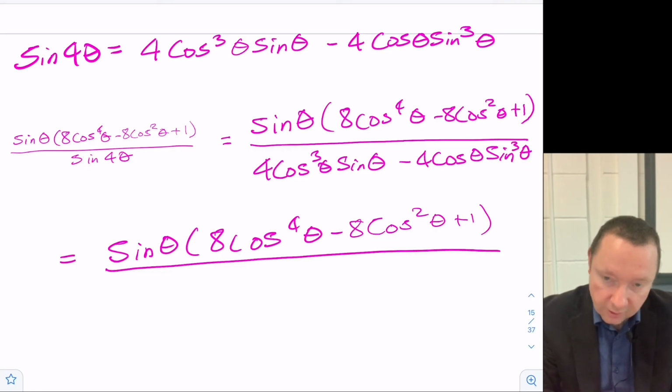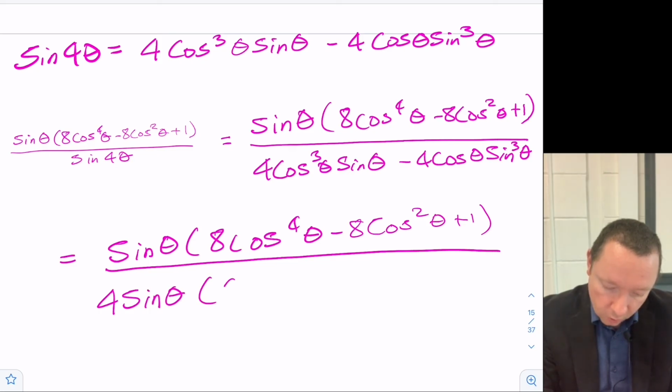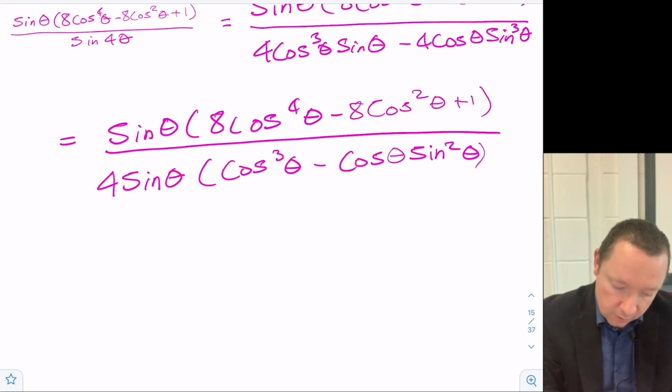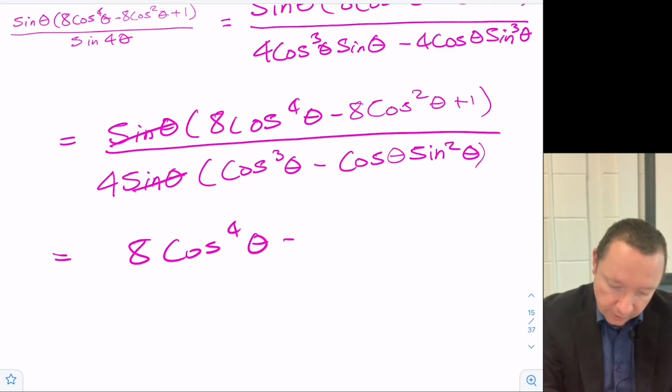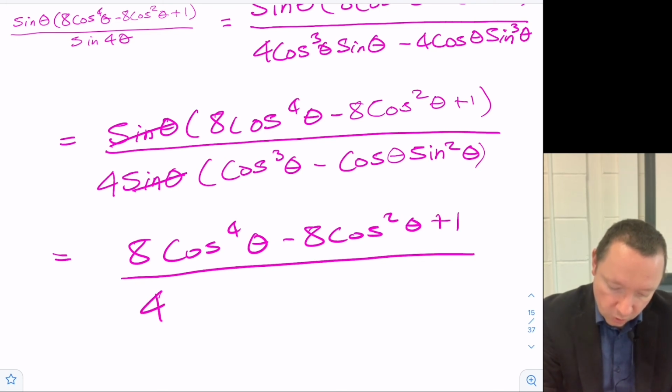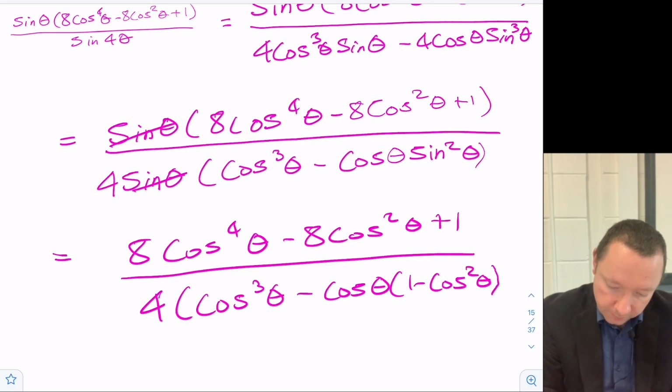So sine theta is a common factor. So it's 4, we get cos cubed theta minus cos theta sine squared theta. The sines cancel, of course, so on the top we get 8 cos 4 theta minus 8 cos squared theta plus 1 over 4 times cos cubed theta minus cos theta times 1 minus cos squared theta for sine squared theta.